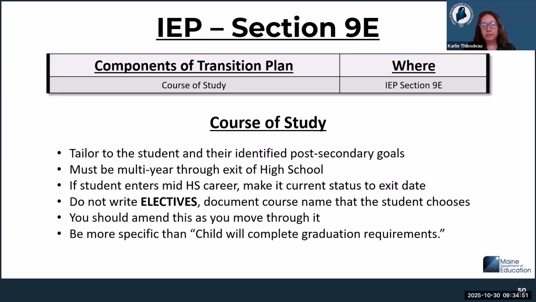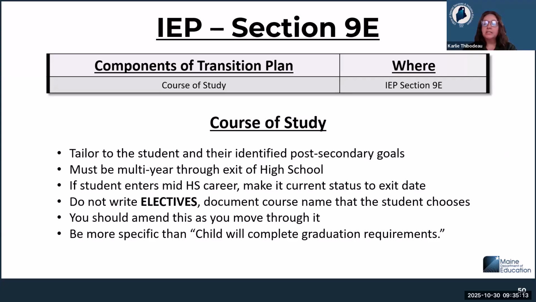I think I'm going to talk about these pieces. Yep. So we kind of talked about that multi-year exit through high school. Right. So if a student enters and they're a sophomore or junior, you would just do from when they enter your high school to their anticipated exit. That's okay. But it does need to be through their anticipated exit.